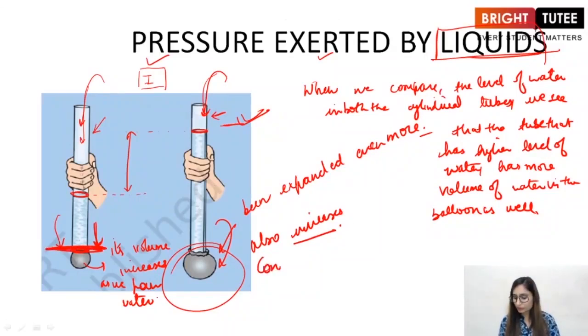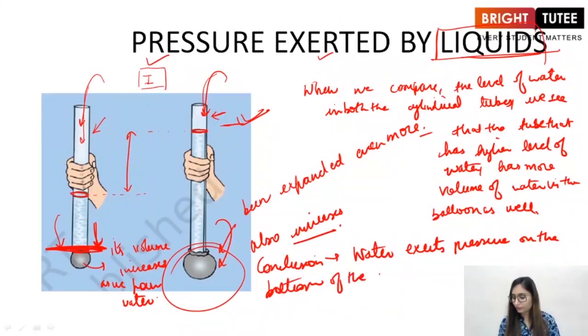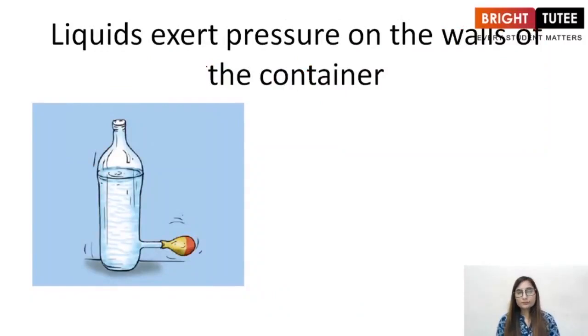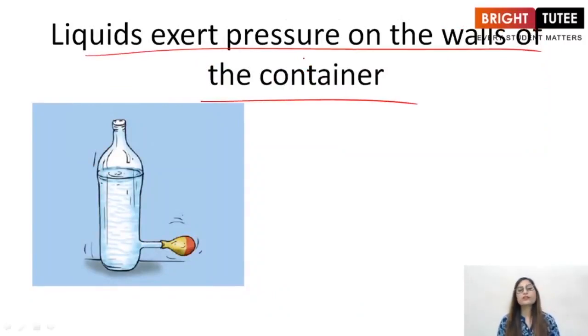Yes? So the conclusion will be: water exerts pressure on the bottom of the container. It is not just for any cylindrical tube; for any container, water exerts pressure on its bottom, right? This is the first conclusion that we have drawn. Coming to the next one, liquids exert pressure on the walls of the container. Till now we saw that liquids exert pressure on the bottom, right? Here the pressure is being exerted.